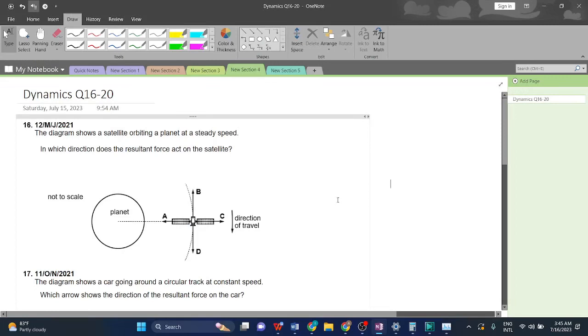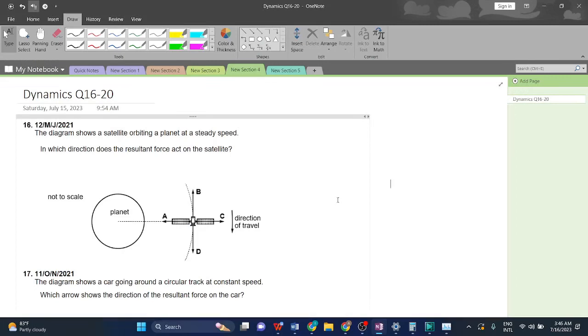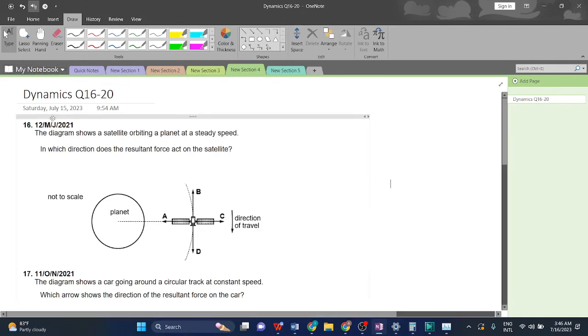So welcome back guys. Now we're going to be doing dynamics question 16 to question 20 in this video. So let's start. Question 16. The diagram shows a satellite orbiting a planet at a steady speed. In which direction does the resultant force act on the satellite?